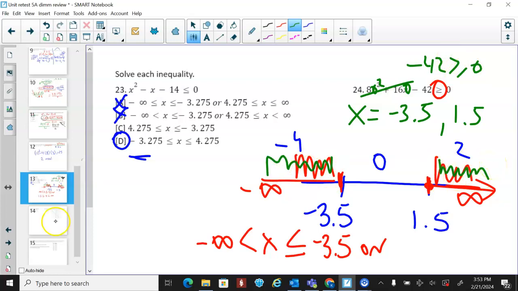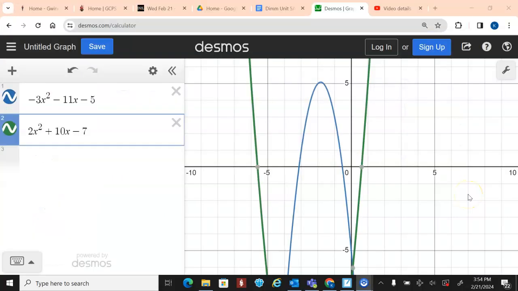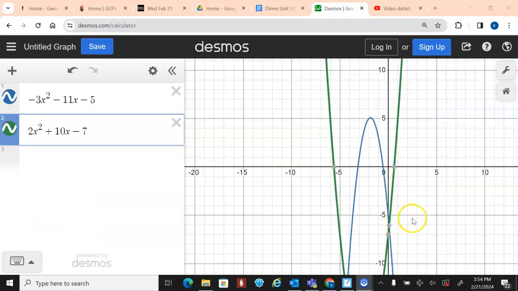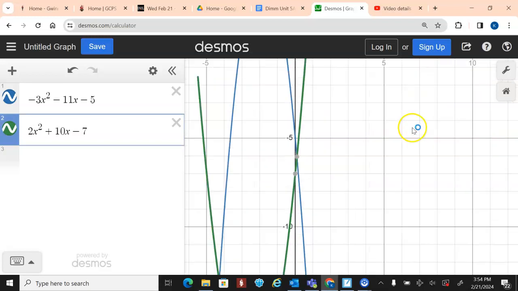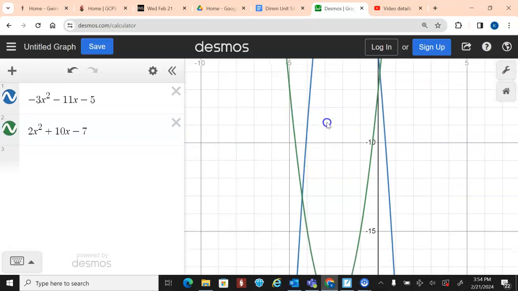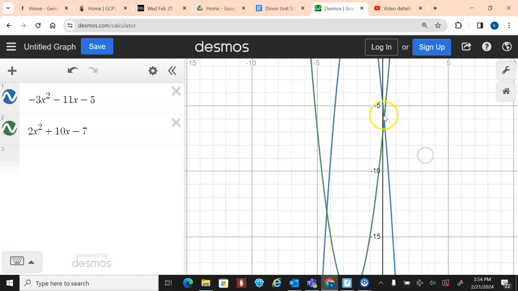All right, this question right here, we would again put it into decimals for solving the equation. All right, so here it is, negative 3x squared minus 11x minus 5, and on the second line is 2x squared plus 10x minus 7. What we're looking for is where the two functions cross each other. When do they run into each other? So be careful, because there's a bunch of other points. So if you need to zoom in, make sure this is where they're crossing, okay, in decimals: 0.093 and negative 6.51. And then the second place they're crossing, it's right here. Again, it's going to be a decimal: negative 4.293 and negative 13.069. So again, you're looking at where do they cross each other, okay?